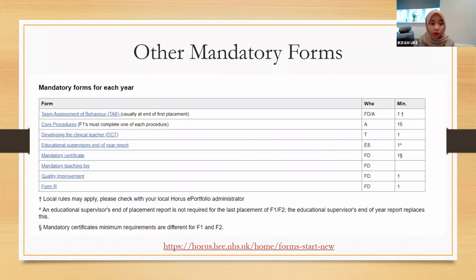And these are some of your other mandatory forms. You can also see what's the minimum at the right-hand column. It might differ from deanery to deanery, so this is something that you should just double check as well.